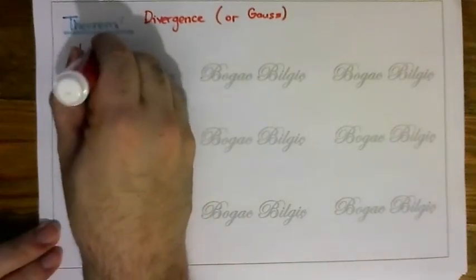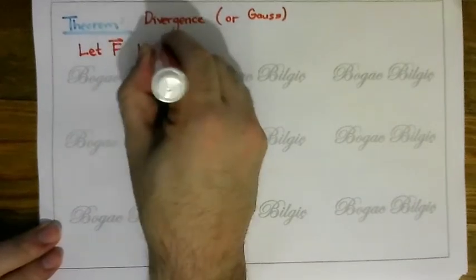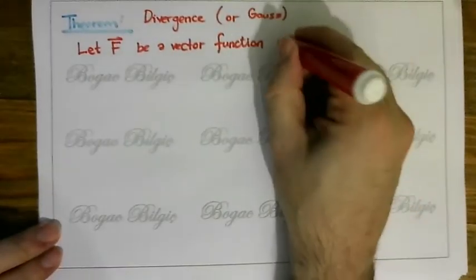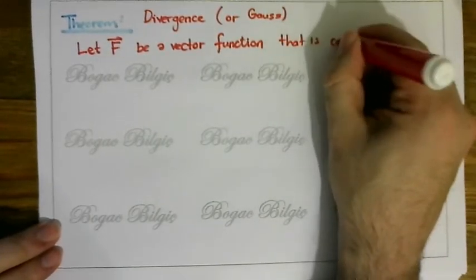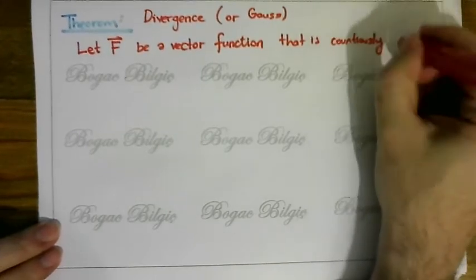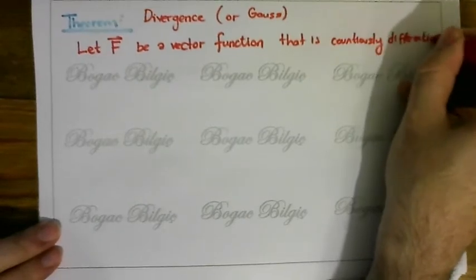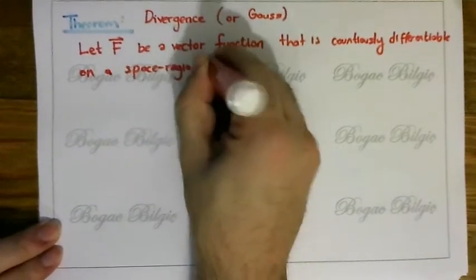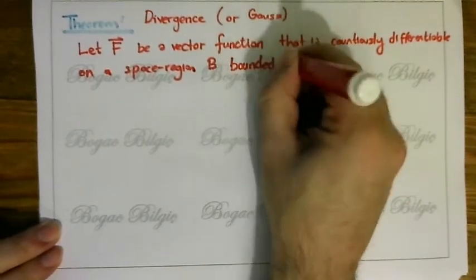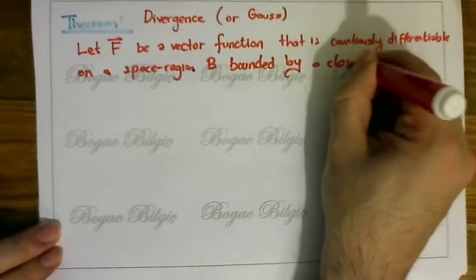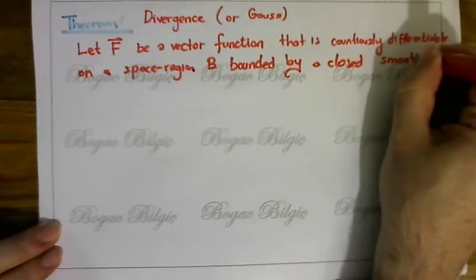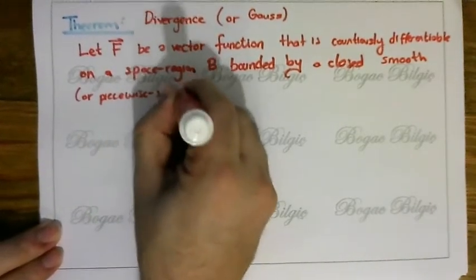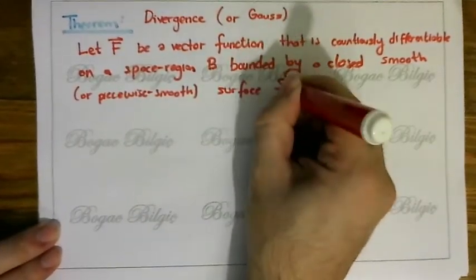Let F be a vector function that is continuously differentiable on a space region B bounded by a closed, smooth, or piecewise smooth surface S.